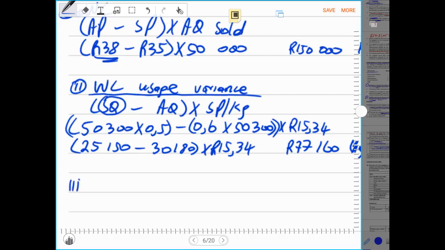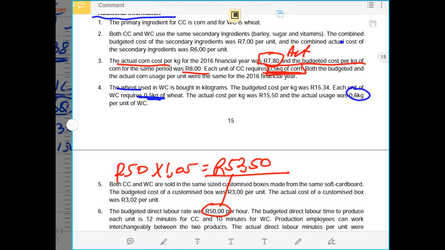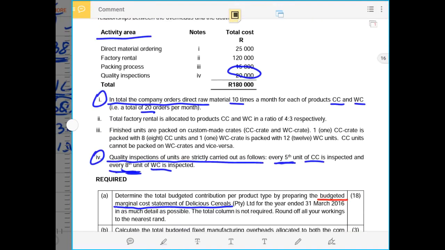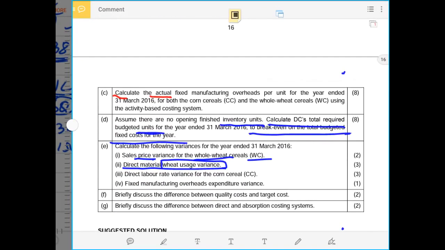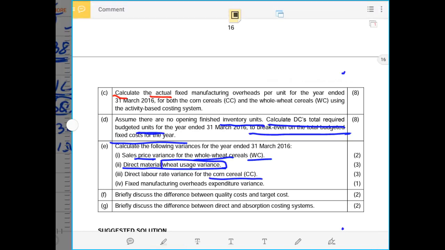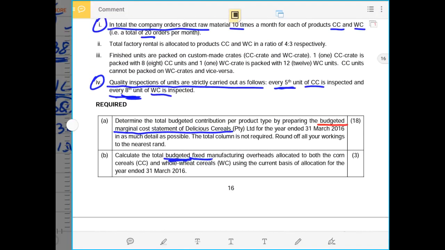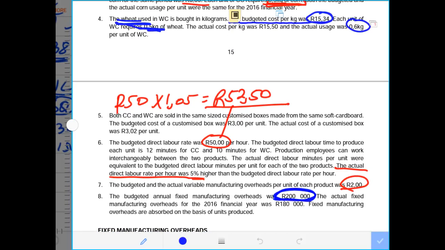Then now we go to Roman figure 3, as I am closing the question, summarizing now to Roman figure 3 and 4 and 5. Then after I will be done with you. It's only up to 4. Then we go to the labor rate variance for the whole wheat. If you remember, I think I still have this. Yes, my rate went up by 5%.